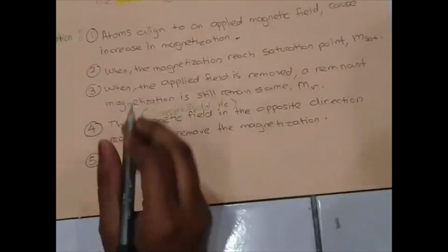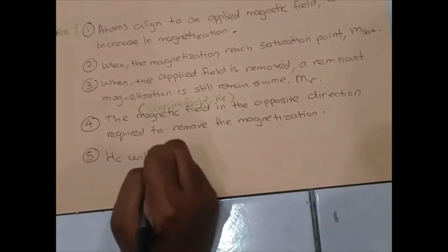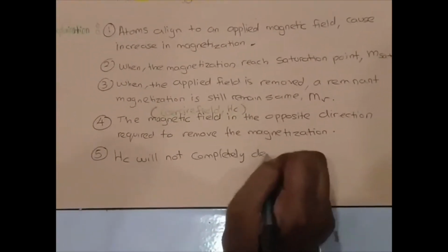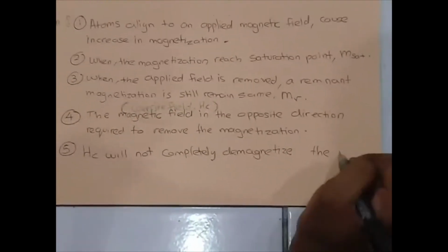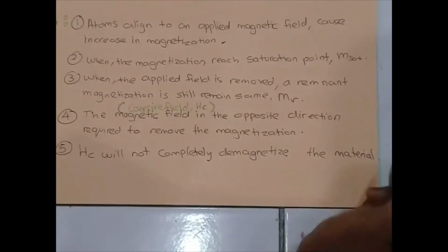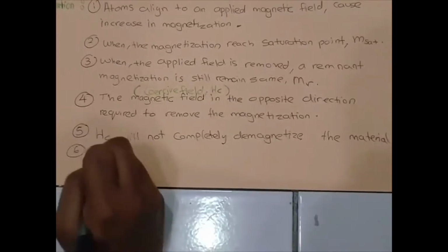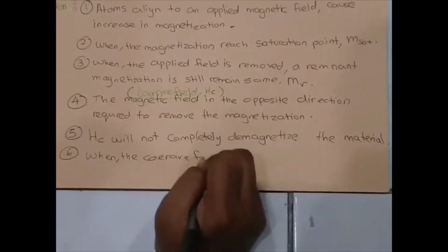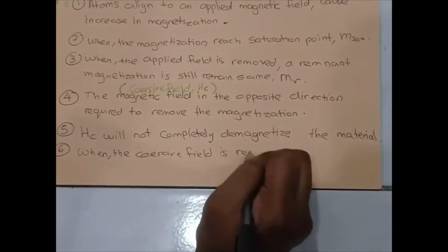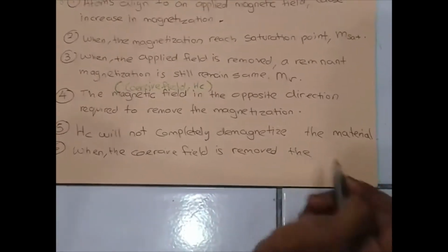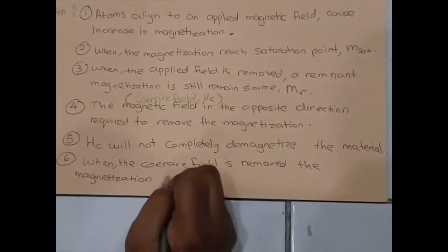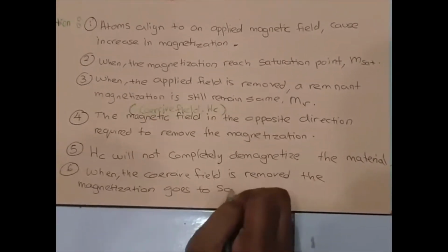demagnetize the material. So HC will not completely demagnetize the material. When the coercive field is removed, the magnetization goes to some non-zero value.